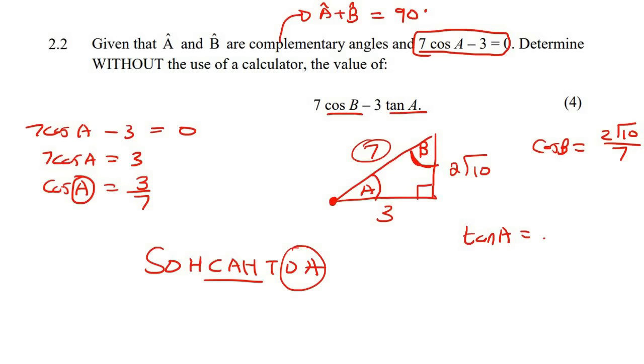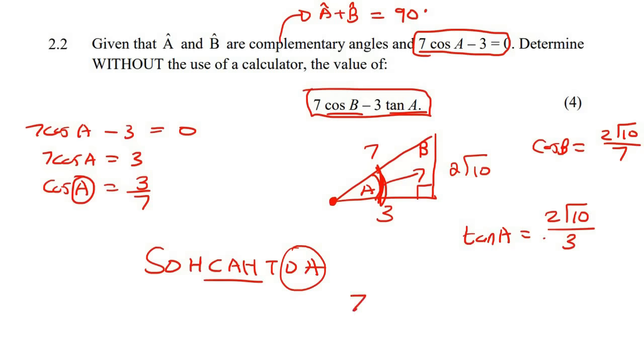We know that tan is opposite over adjacent, but remember, you're starting at angle A. So what is the opposite of angle A? It's 2 square root 10. And then what is the adjacent of that? 3. And so then we can fill in this expression over here, which is then 7 cos B. Sorry, 7. Now, cos B, what is cos B?